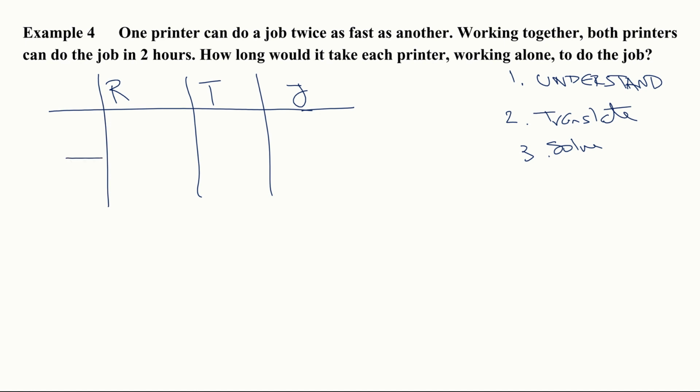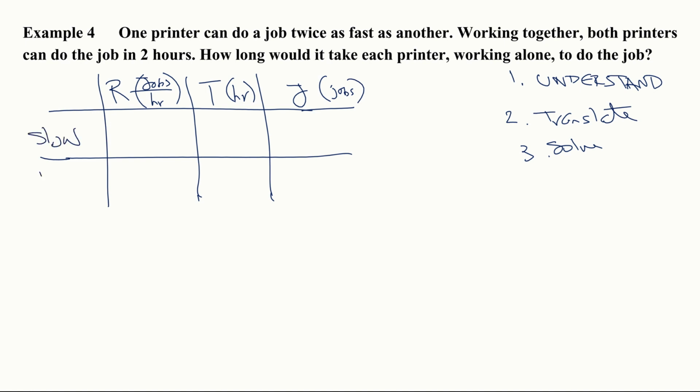Now, in the header of each column, I'm going to put the units so that I don't have to keep writing it in each entry. So here we know the rate we're dealing with is jobs per hour, right? Time here is going to be in hours, and jobs, the unit is just going to be jobs, right? Okay, so remember we have a slow printer and a fast printer.